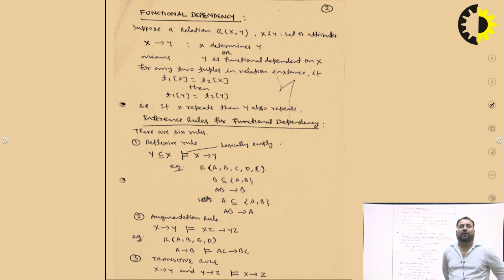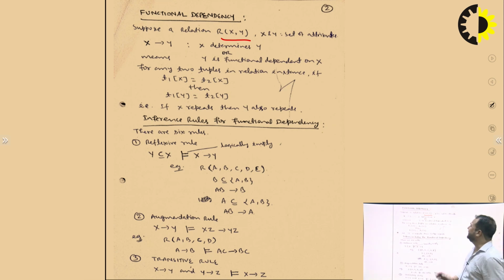Okay, so let's see what is functional dependency. How could you define functional dependency? Suppose a relation R(x, y), where x and y are attributes of that relation. You can even assume x and y are both sets of attributes, not a single attribute but more than one attribute. So what is the definition of functional dependency?